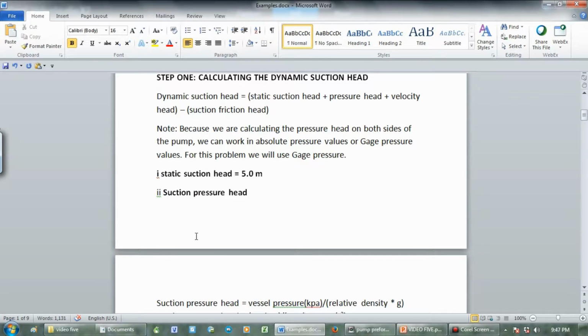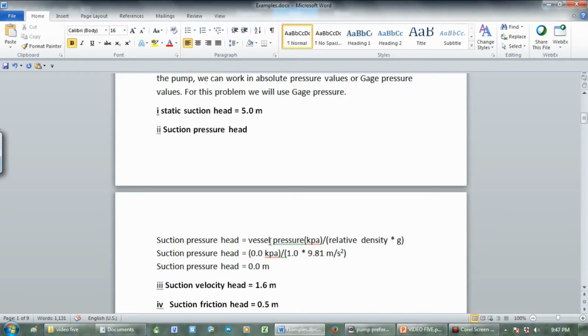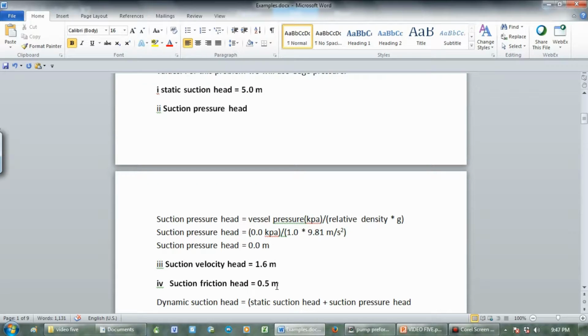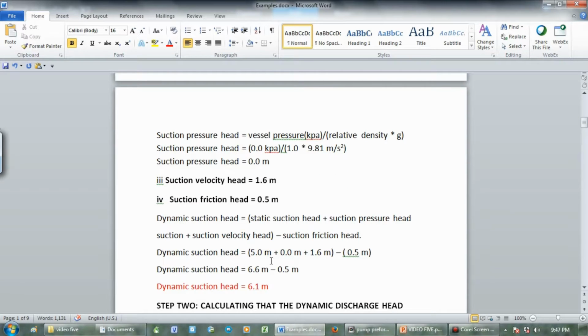Suction pressure head equals vessel pressure in kPa divided by the relative density times g. Because we are working in gauge pressure values, the vessel pressure will be 0 kPa, so our suction pressure head will work out to 0.0 meters. Suction velocity head we were given as 1.6 meters. Suction friction head we were given as 0.5 meters. So dynamic suction head will equal 5 meters plus 0 meters plus 1.6 meters minus 0.5 meters. Dynamic suction head works out to be 6.1 meters.